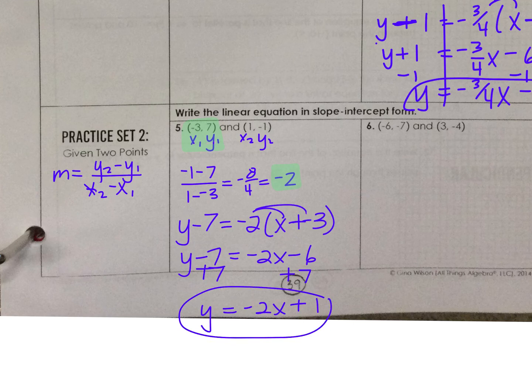All right, so I want you to do number 6, and you're going to have to use your slope formula first, and then point slope to get all these letters and numbers where they need to go.